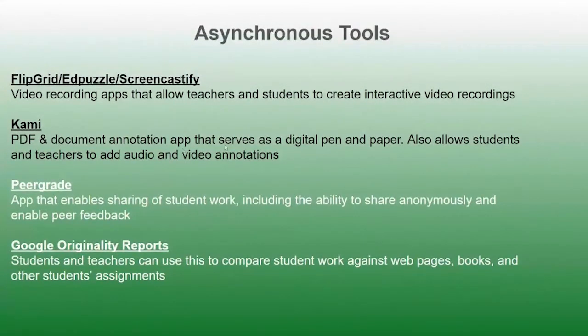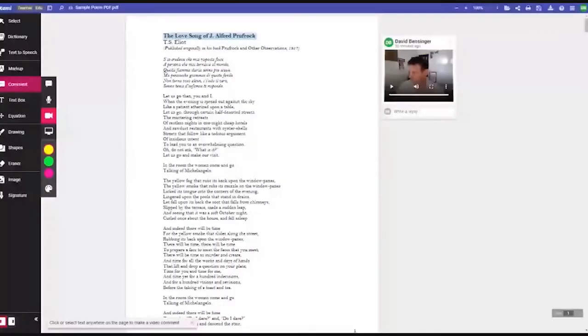Cami is a really cool tool. If you're familiar with a PDF, with that type of document, it allows a student and a teacher to write on that PDF. I'm going to show you a sample of what that could look like. You should see a poem, The Love Song of J. Alfred Prufrock. You should see a video of me. What's cool about this is that as a student, I can go in and highlight text and add comments. I can add a video comment. I can add an audio comment. As a teacher, I can do the same thing.